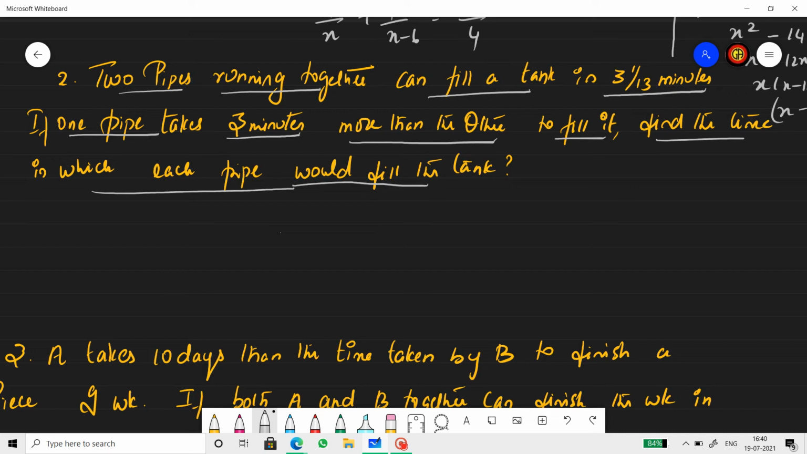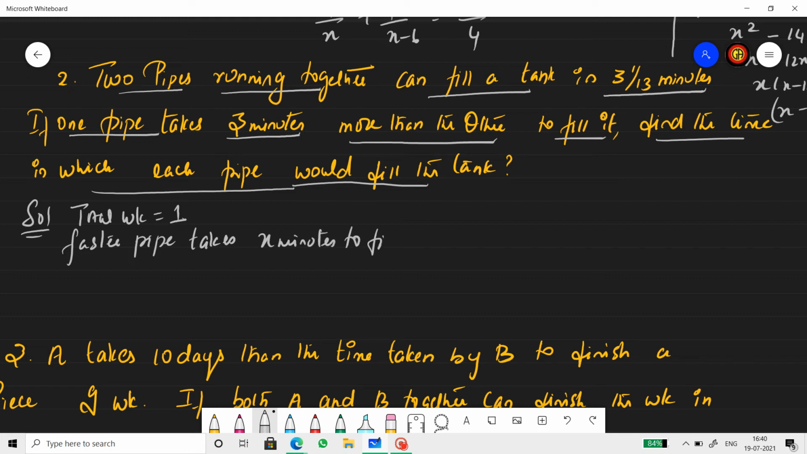Now, again, in all the speed model, time and work models, we have to consider total work equals 1. Assume the faster pipe takes x minutes to fill the tank, and as per the given instruction in the question, one pipe takes 3 minutes more than the other. So if the faster one takes x minutes, obviously the slower one will take x plus 3 minutes to fill the tank.